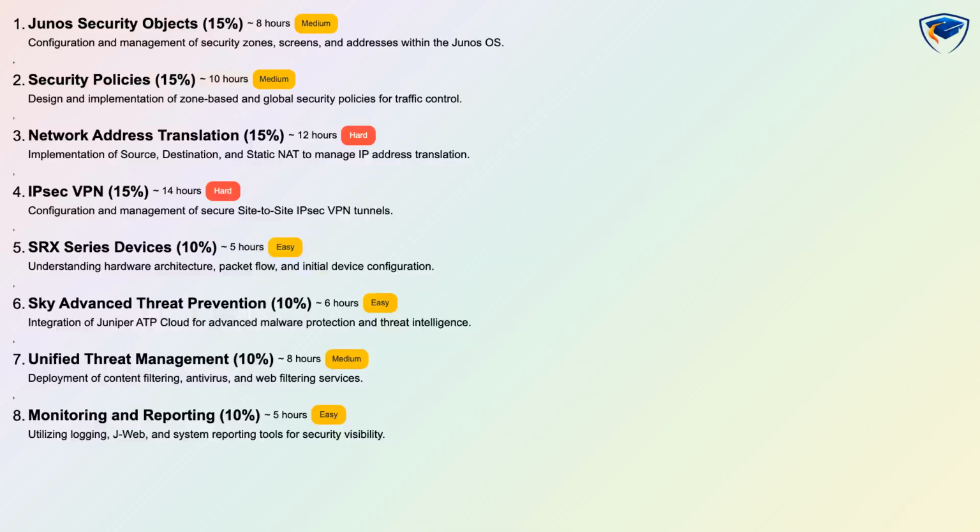The JNC IPsec exam covers 8 domains with clear weights. Junos Security Objects 15%, Security Policies 15%, Network Address Translation 15%, IPsec VPN 15%, SRX Series Devices 10%, Sky Advanced Threat Prevention 10%, Unified Threat Management 10%, and Monitoring and Reporting 10%.